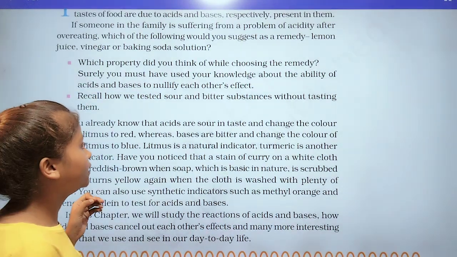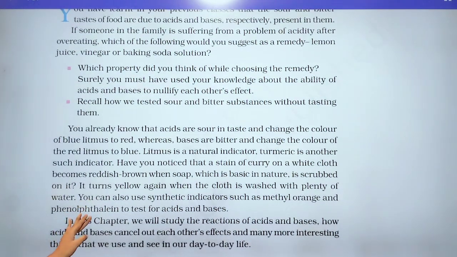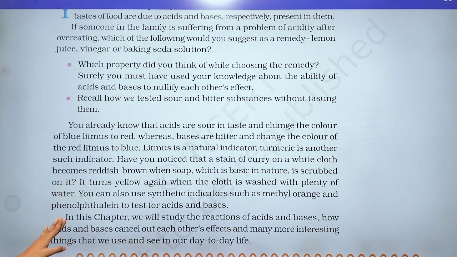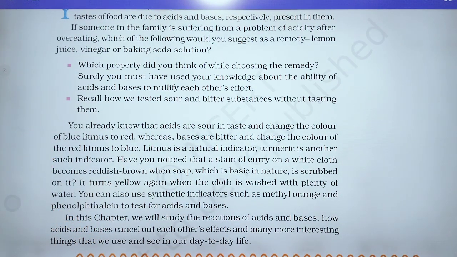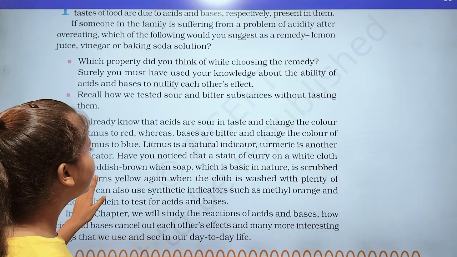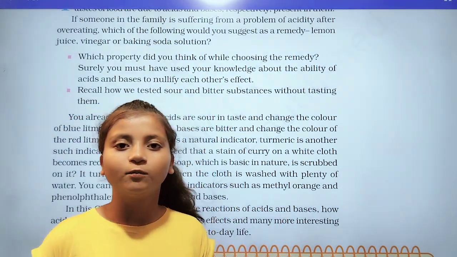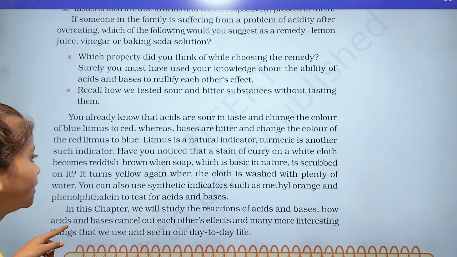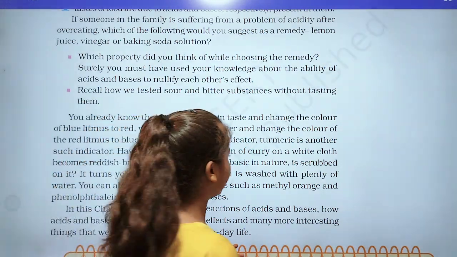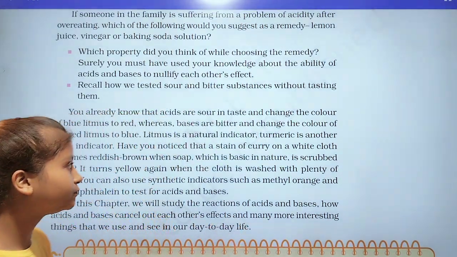To learn this, it became a question also, that for acid the blue litmus changes into red, and for base the red litmus changes into blue. Now what is litmus? The litmus is a natural indicator. Turmeric is another such indicator. It means turmeric is also an indicator of acid and base.